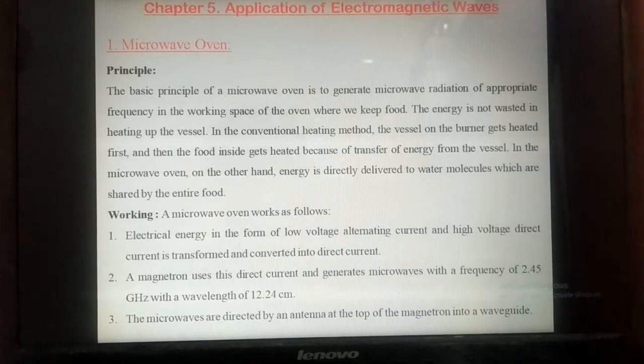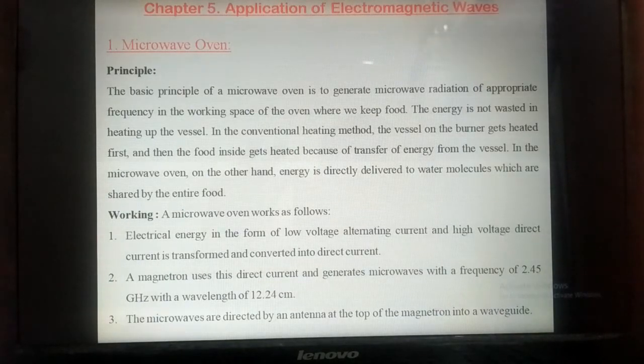Chapter 5 is applications of electromagnetic waves. There are so many applications of electromagnetic waves that we use day by day in our life. The first one is the microwave oven. First of all, the principle of the microwave oven.